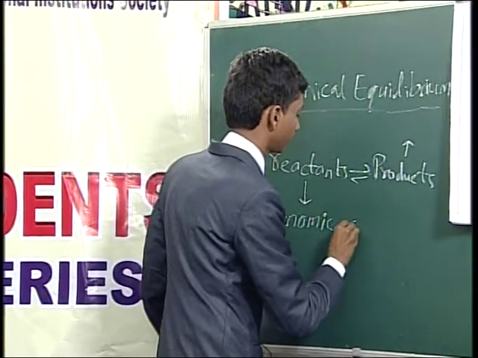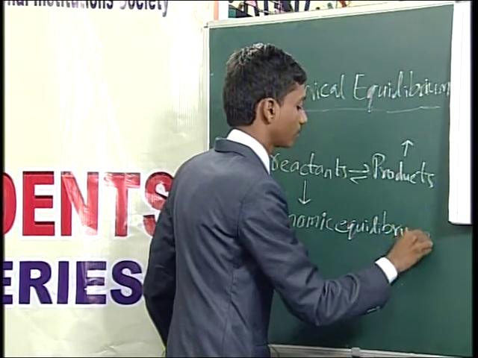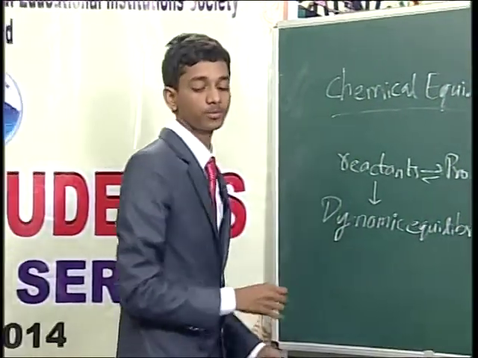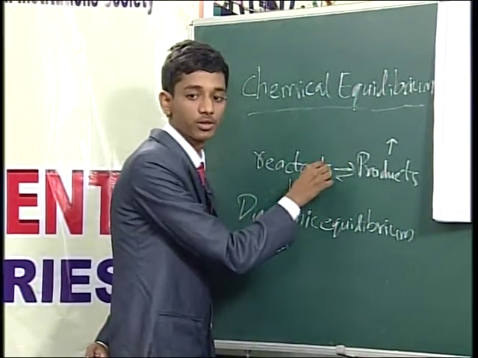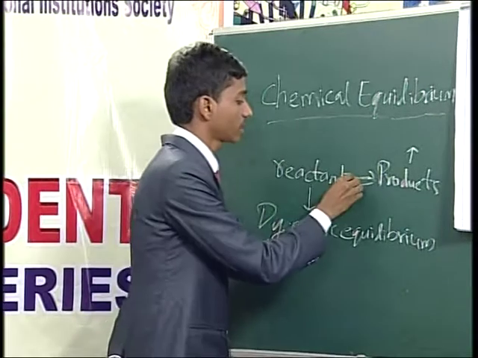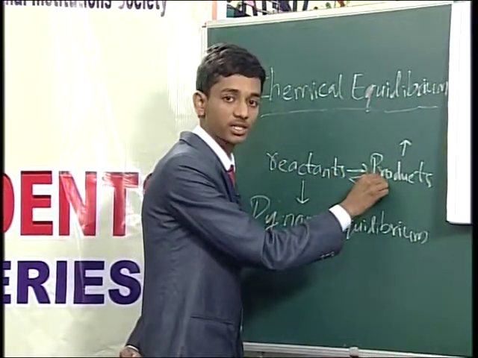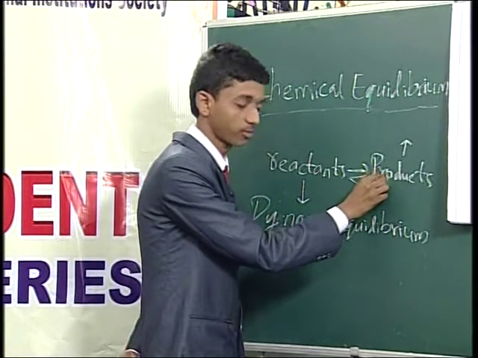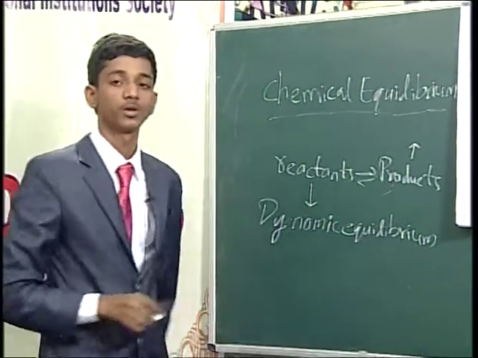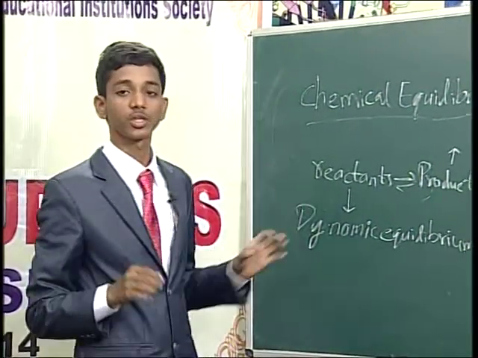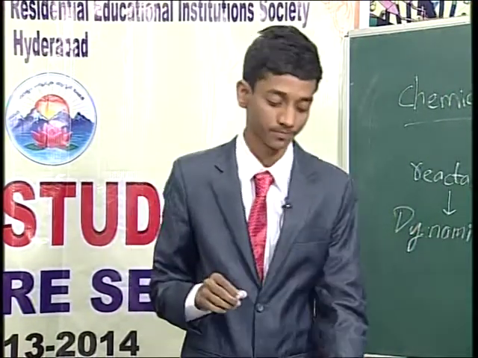Dynamic equilibrium. In this dynamic equilibrium, the rate of the forward reaction is equal to the rate of the backward reaction. Which means if 5 moles of reactants get converted into products, then 5 moles of products will get converted into reactants again. And this is dynamic equilibrium. In dynamic equilibrium, there is no change in the concentration of reactants and products in an equilibrium state.